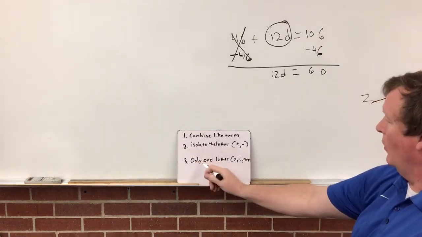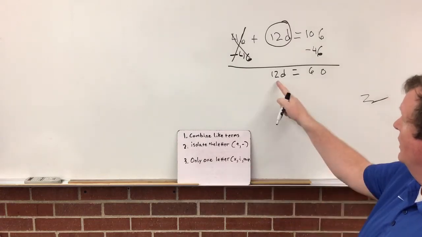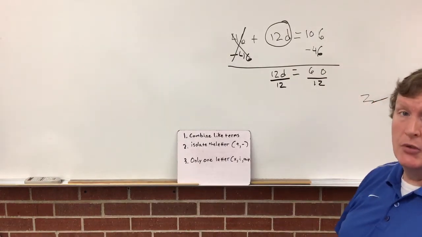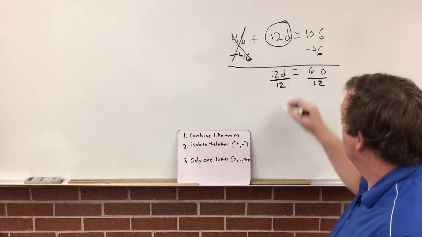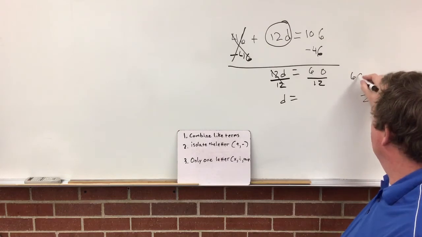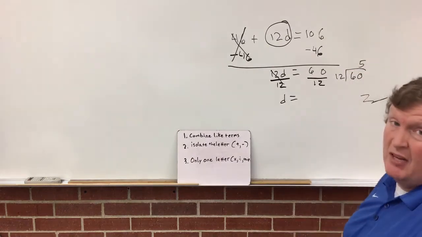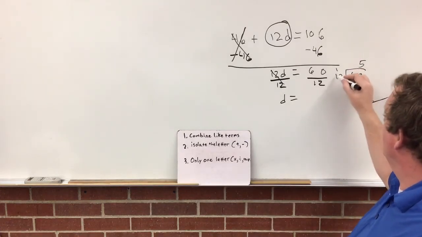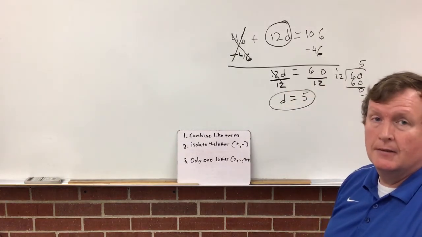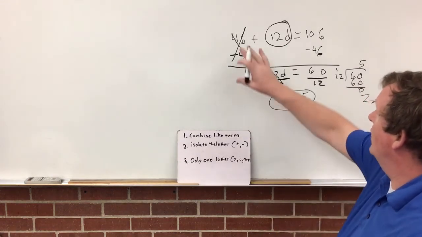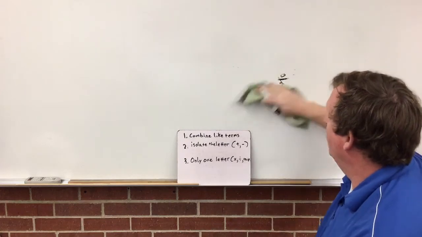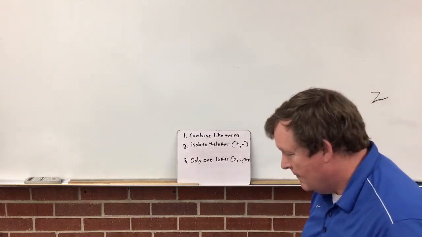Next step, step 3, only one letter: multiply, divide, or reciprocal. The opposite operation of multiply is divide. We're going to divide by 12 on both sides. So when we divide by 12, we get d equals 60 divided by 12. Try 5: 2 times 5 is 10, 5 times 1 is 5, plus 1 is 6. My answer becomes d equals 5. Okay, so we did one that is pretty straightforward, without any big bells or whistles or situations that we need to worry about. Next.